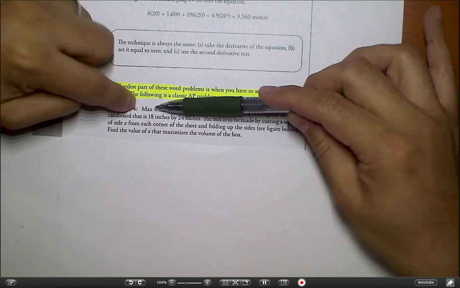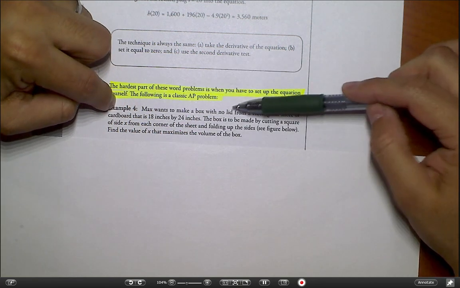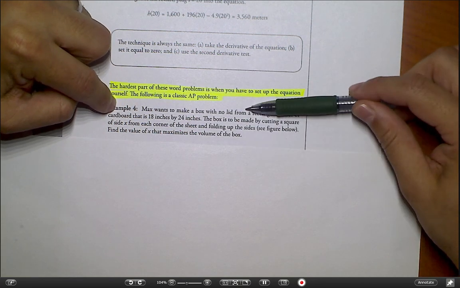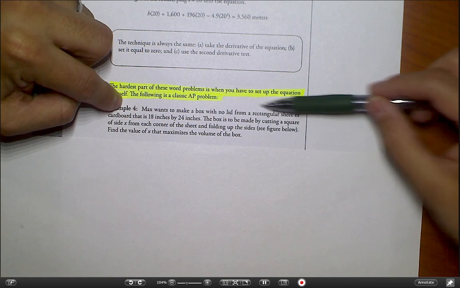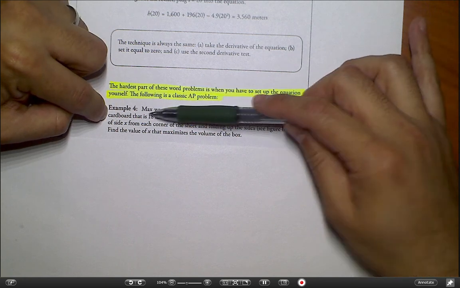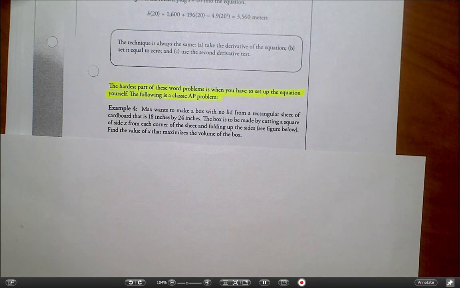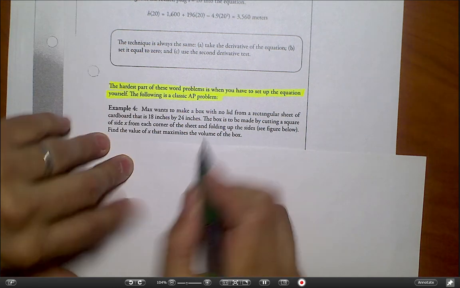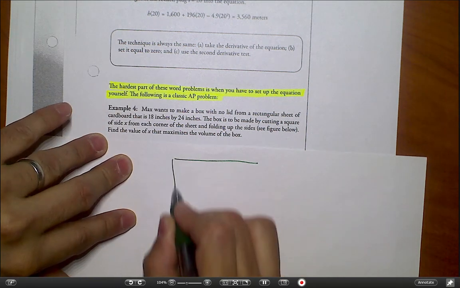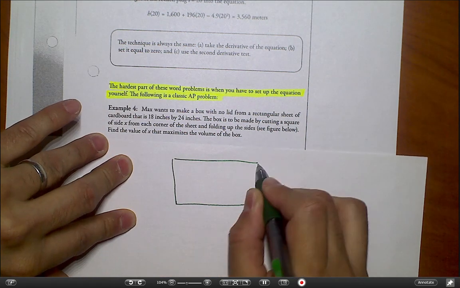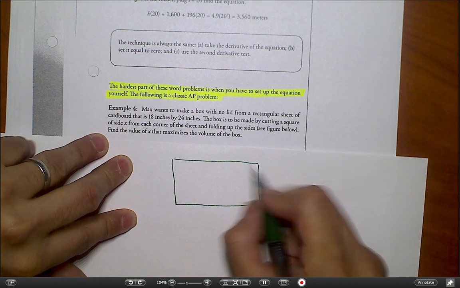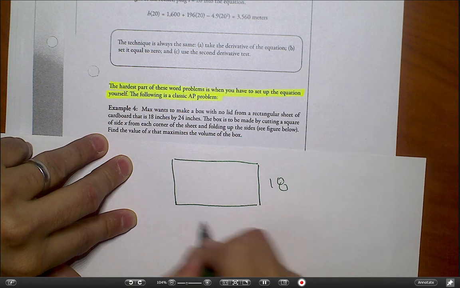It says, Max wants to make a box with no lid. Super important: no lid, from a rectangular sheet of cardboard that is 18 inches by 24 inches. So now, we start with making a rectangle, 18 by 24.